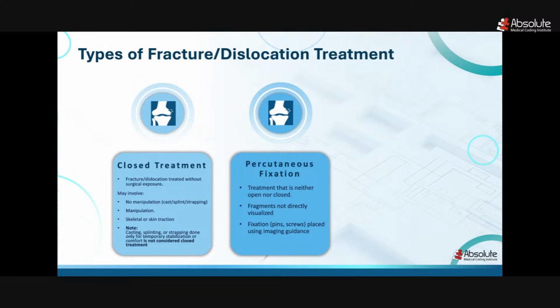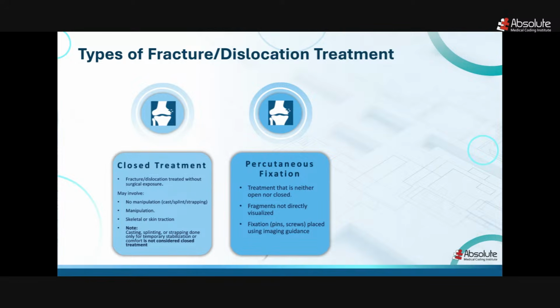A percutaneous skeletal fixation is a treatment that is neither fully open nor purely closed. That means the bone fragments are not directly visualized. The surgeon can't see them with the naked eye. Yes, so the fixation devices like pins or screws are placed through the skin, guided by imaging tools like fluoroscopy.